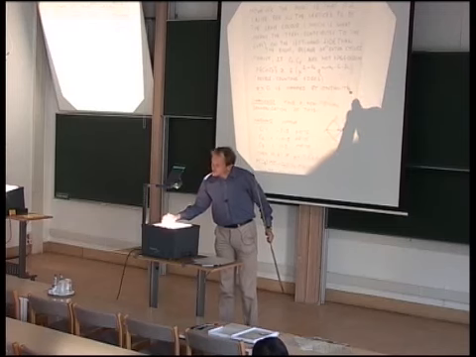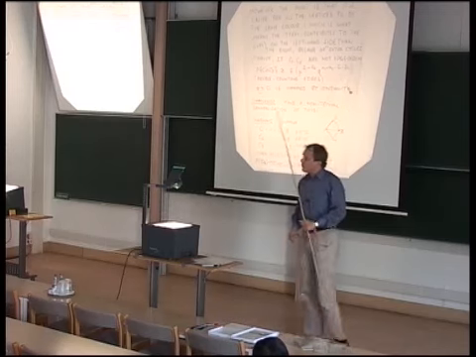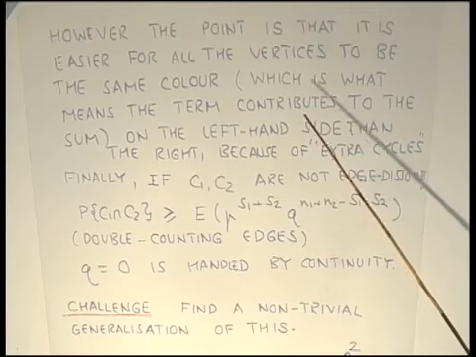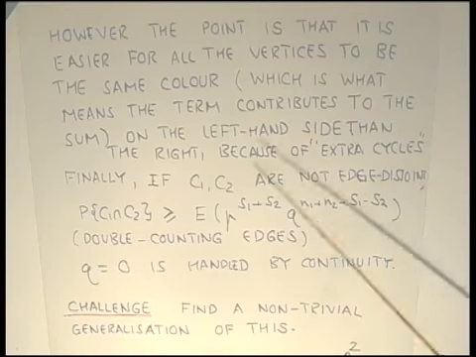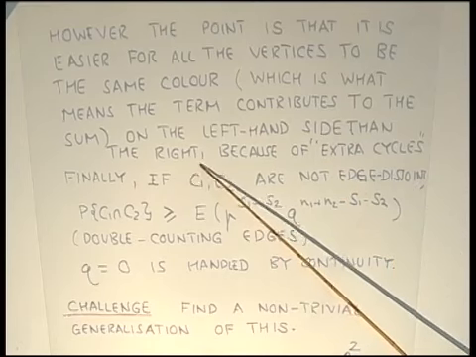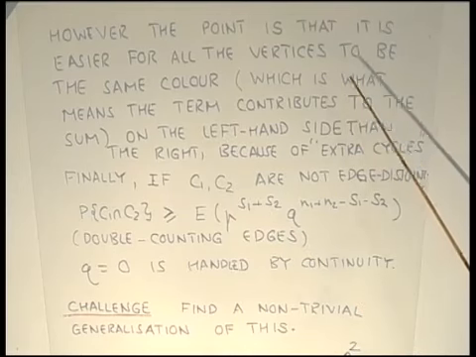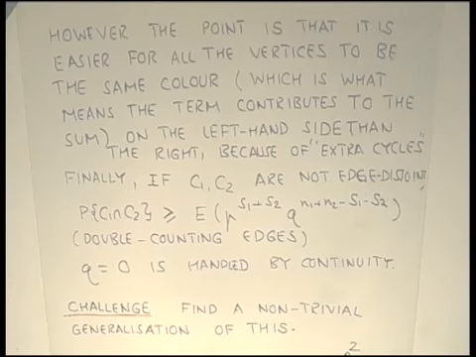This is just saying what I was saying orally a minute ago, that if you look at the left-hand side, that's the one with C1 and C2, rather than the right-hand side, which is C1 and C2 star. There are extra cycles there, and it's easier to force things to be the same colour, which is the only way that the product of indicators will contribute 1 to your expansions.